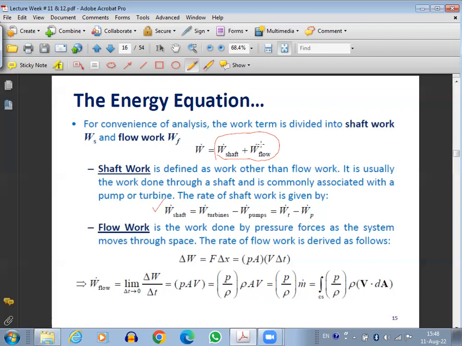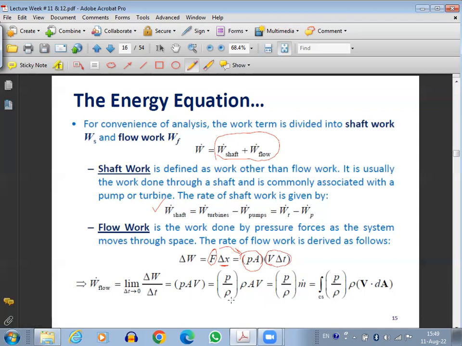Okay, then we have the work of the flow. Work of the flow is basically what? Work is force into displacement. Force can be written as pressure into area, and displacement can be written as velocity multiplied by time. So when we talk about rate of work flow, it will be delta W by delta T. So it will be just PAV.